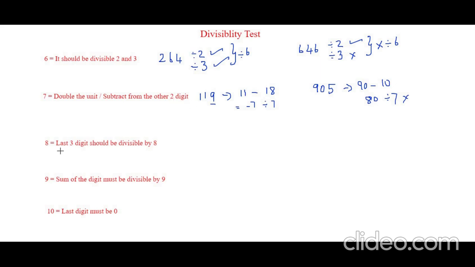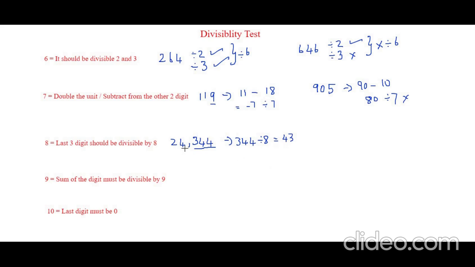Now let's take the divisibility test of 8. The divisibility test of 8 is that the last three digits should be divisible by 8. Let's take an example: 24,344. When we get such a big number, we just need to check the last three digits. The last three digits are 344. Let's check whether 344 is divisible by 8. Yes, it is divisible by 8. 43 is the quotient and there is no remainder, so it is exactly divisible by 8.